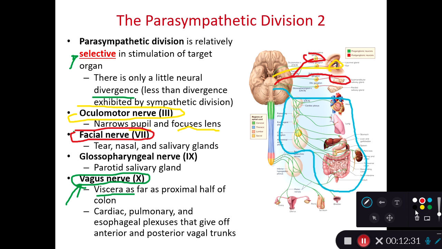And then finally, let's go with black for the glossopharyngeal. As we look at that glossopharyngeal nerve, cranial nerve number 9, it's going to send a signal to the parotid salivary glands, which is the largest salivary gland in our bodies.